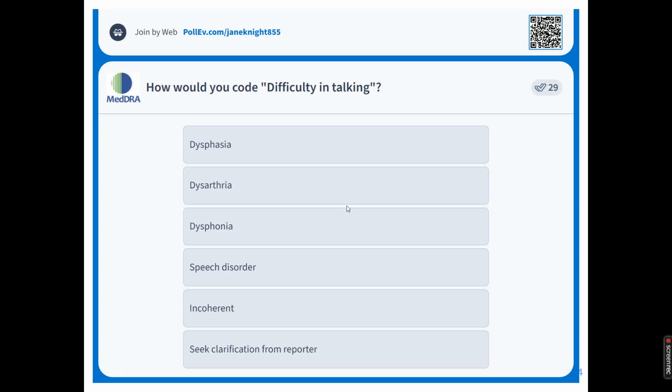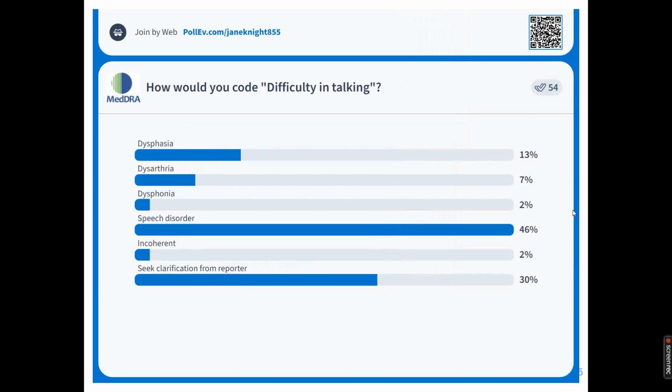The poll's working. I'll just give you a moment to vote. Yes, let's see where your votes are lying. You still should be able to vote. I'll just move it on to the next stage.